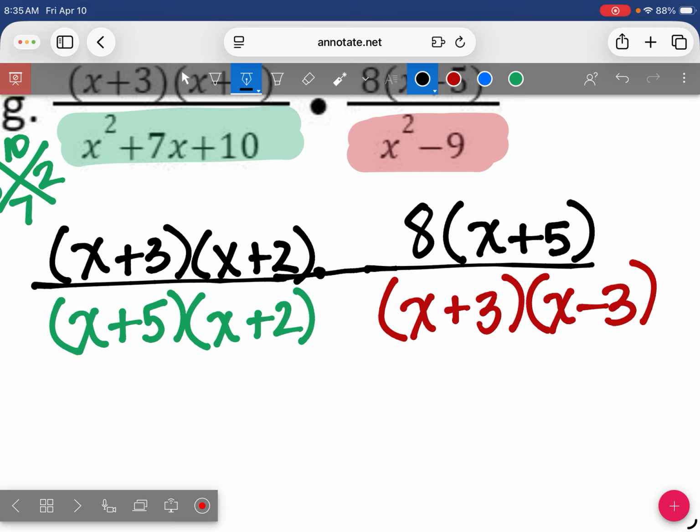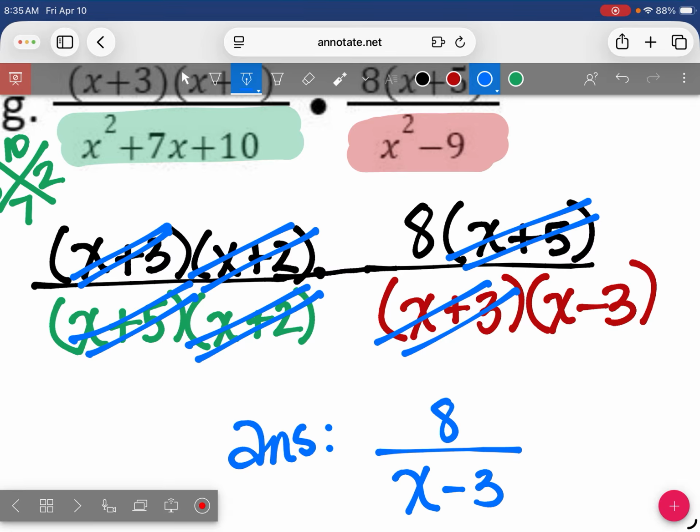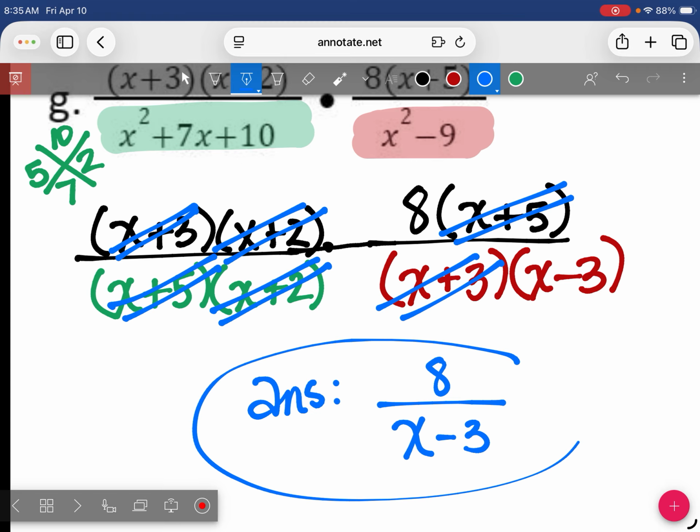All right, so it's a lot that we can take away. One thing we could take away is an x plus 3 because it's upstairs and downstairs. Then I can also take away an x plus 2 and an x plus 5. So that's only going to leave me with an 8 in the numerator and an x minus 3 in our denominator. All right, what y'all thinking so far? Thumbs up, sideways, down. Just a lot of factoring. That's why I was trying, all semester, to get us ready for this factoring.